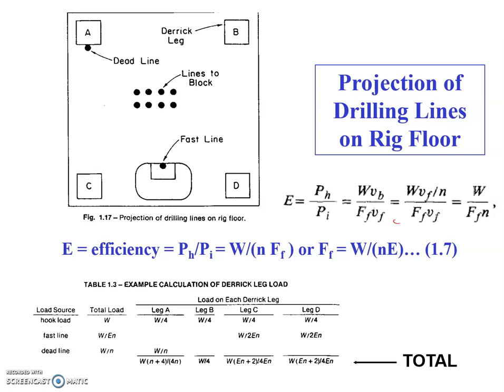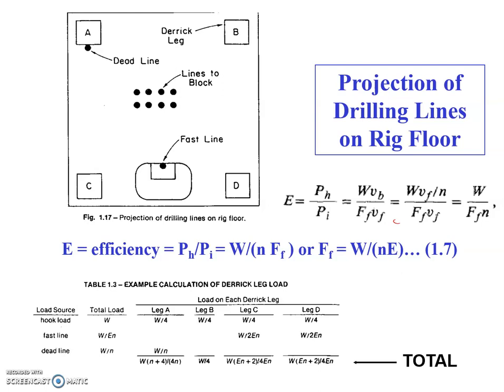So if you look at this table here, you can see the load source and the total load. The load sources are the hook load, the weight of the stands and drilling strings, the fast line, and the deadline, right? So the hook load is W, as we mentioned previously. The fast line is W over En. Again, we mentioned this one in the previous video. W over N is the force which is applied to the deadline, or the tension inside the deadline, right?